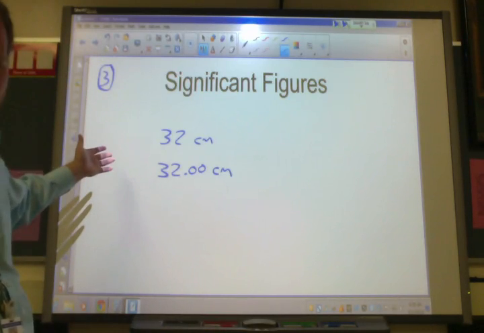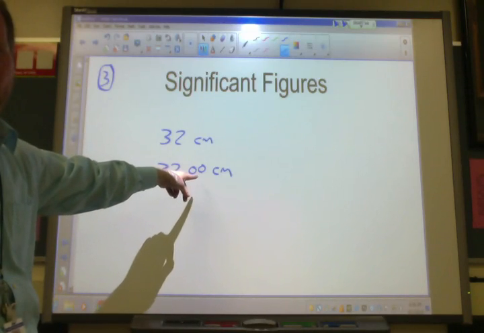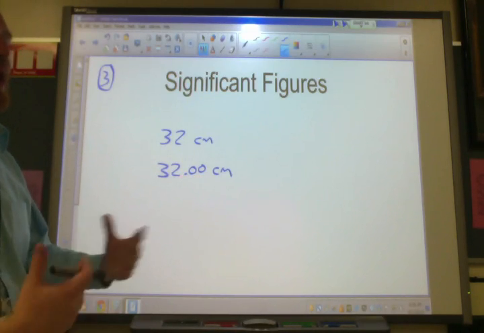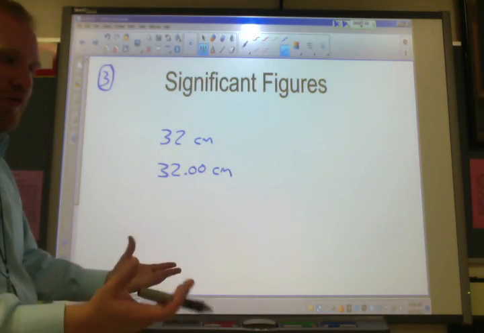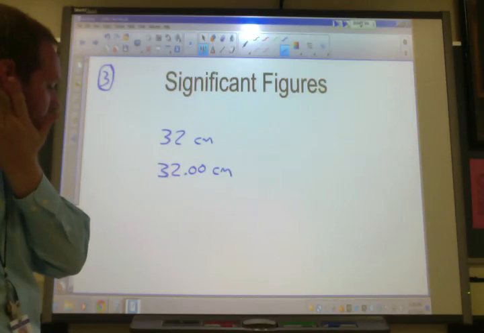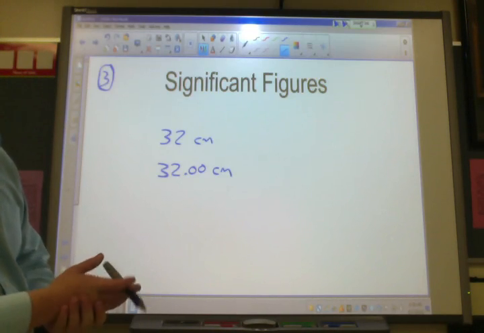If you were in math class, you'd say no. Why waste the ink on writing those zeros? Because in math class, we deal with these theoretical numbers that are perfect. But in science, every number that you use in a problem, every number you use in a lab is a measurement.